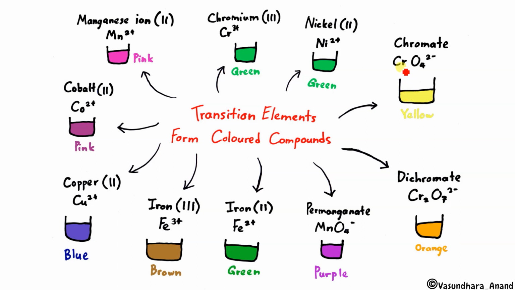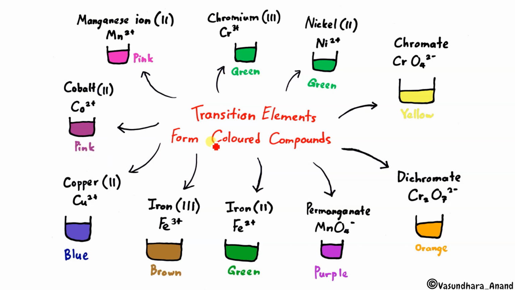But if it is chromate, it will be yellow in color, and if it is dichromate, it will be orange in color. Got it? Similarly, MnO4 -, potassium permanganate, will be dark purple, and Mn+2 will be pink. Fe+2 green, Fe+3 brown, Cu+2 blue. So these are the colors.